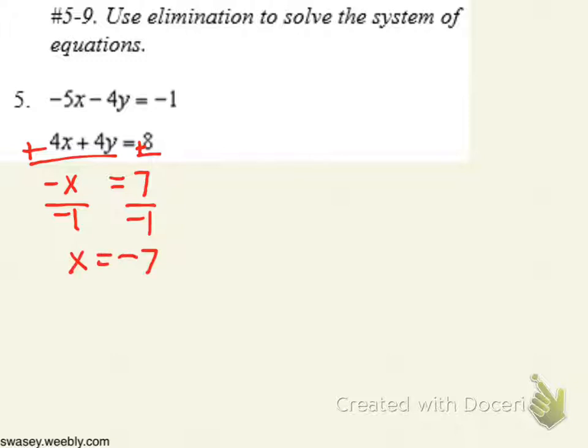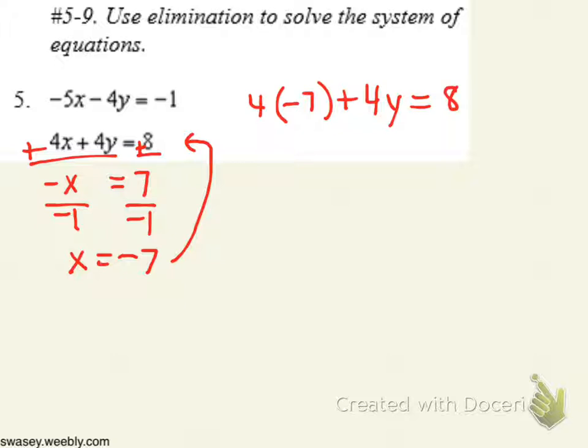If we found x, we still need to find y, so we're going to substitute this back in. You can go to either equation. I'm noticing that the second one has positives, so it might be a little bit easier to work with. So instead of x, I'm going to put negative 7. Now I'm going to solve this for y. 4 times negative 7 is negative 28. Now we have a two-step equation.